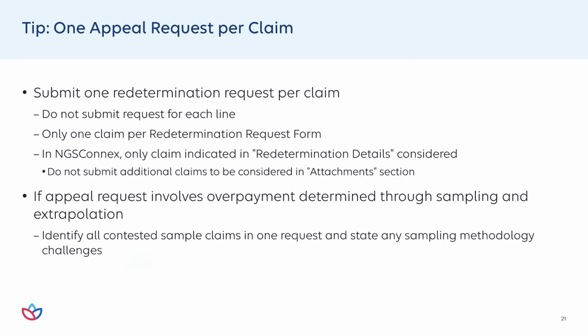You are not submitting 3 appeals for each line item denial. You're only submitting one claim per redetermination request form.